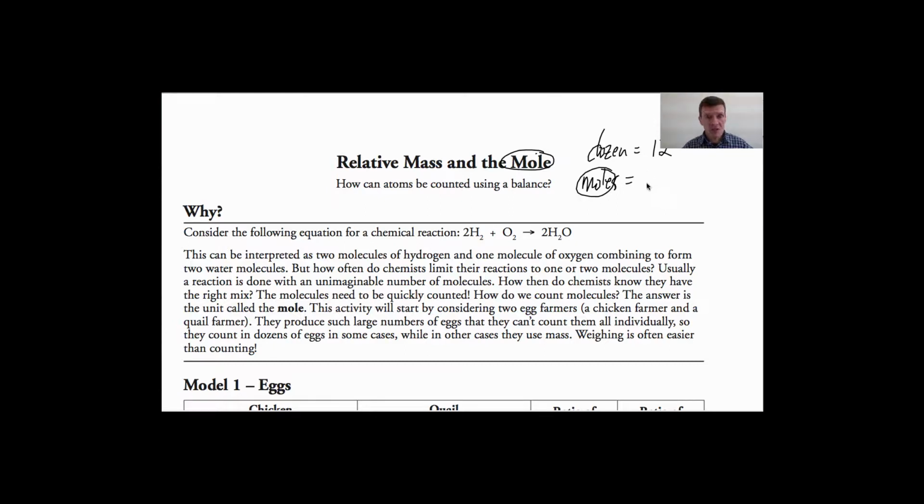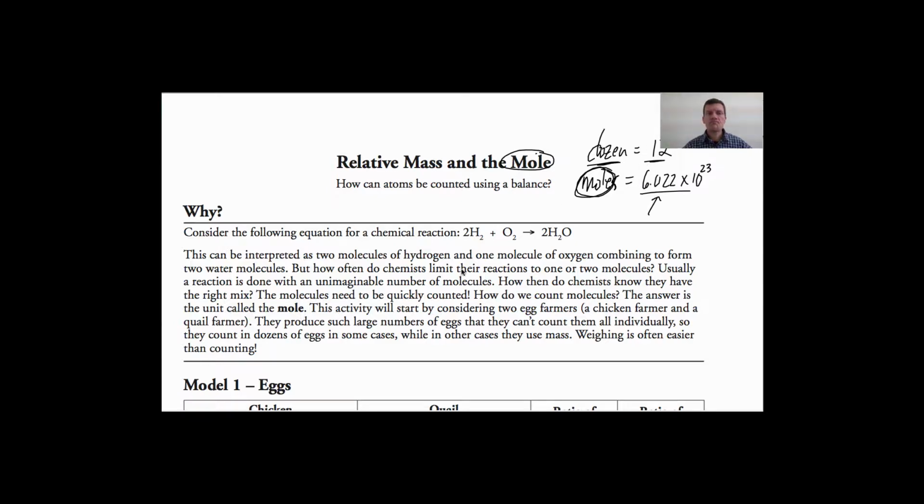It's a huge number, 6.022 times 10 to the 23rd. It's a gigantic, astronomical number, but it's just a number. It's a fixed number. A mole is always 6.022 times 10 to the 23rd. That's also called Avogadro's number, after the scientist who discovered it, just like a dozen is always 12.